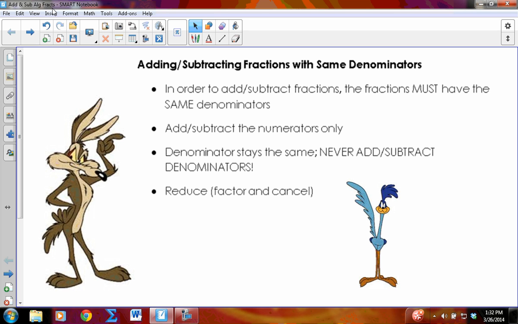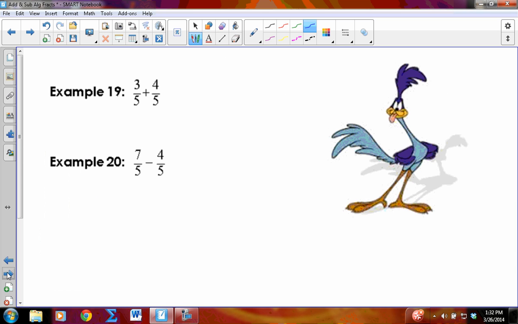When we add and subtract fractions, we only add and subtract the numerators. You will never, ever, ever add and subtract denominators. Never add or subtract denominators. And then please make sure you reduce your answers. Okay, so let's take a look at some really nice examples that you did back in elementary school.